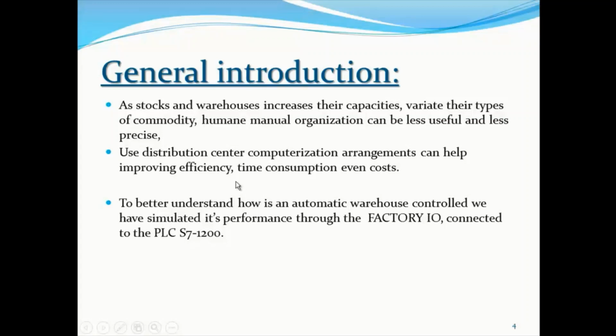General introduction. As stocks and warehouses increase their capacities and vary their types of commodity, human manual organization can be less useful and less precise. Using distribution centers, computerization arrangements can help improve efficiency, time consumption, and even costs. To better understand how an automatic warehouse is controlled, we have simulated its performance through FactoryIO, connected to the PLC S7 1200.